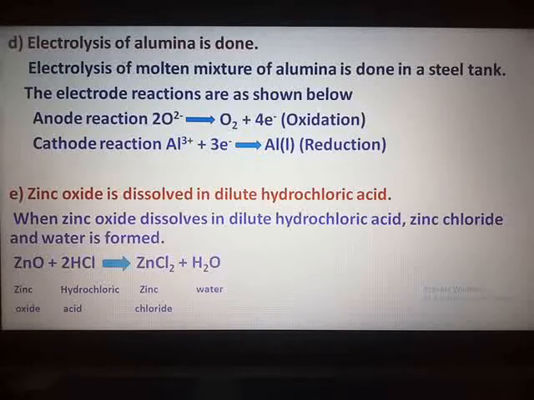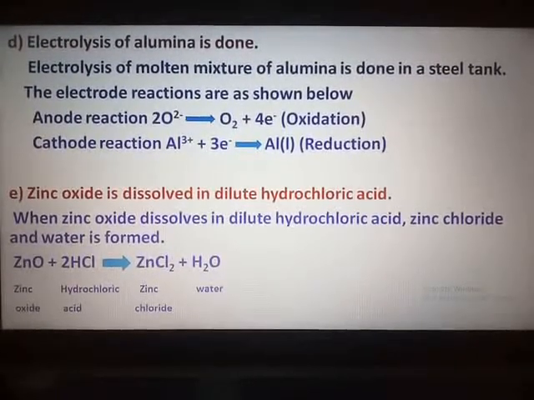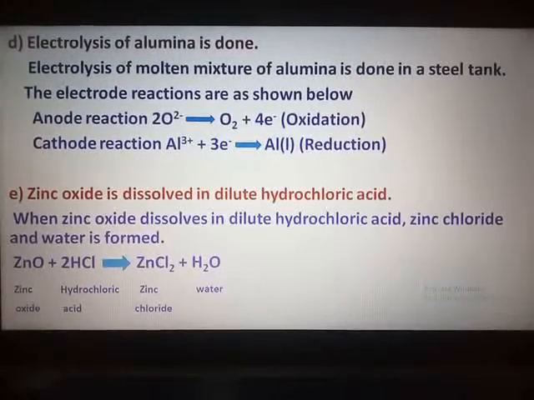Last one, question number 9E. Zinc oxide is dissolved in dilute hydrochloric acid. When zinc oxide dissolves in dilute hydrochloric acid, zinc chloride and water are formed. ZnO plus 2HCl gives ZnCl2 plus H2O, along with the names of reactants and products. Apart from this, you know that you have so many equations in this entire chapter, so each and every equation you have to prepare very thoroughly.